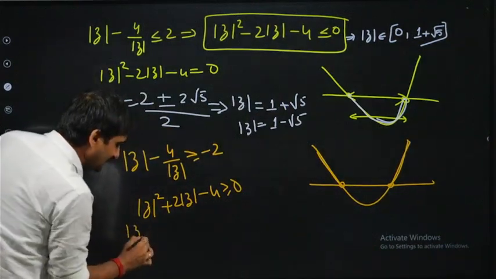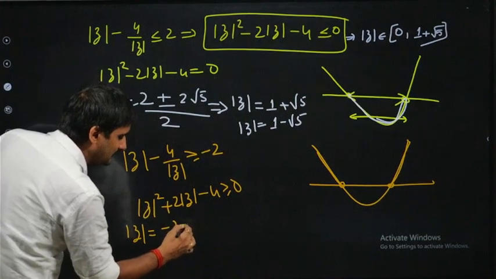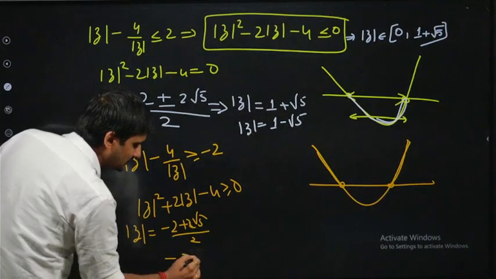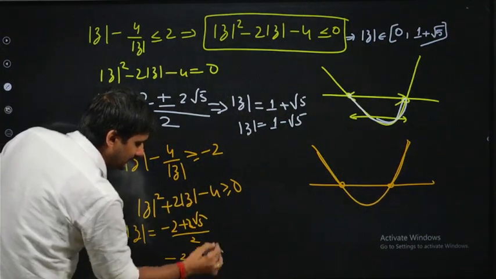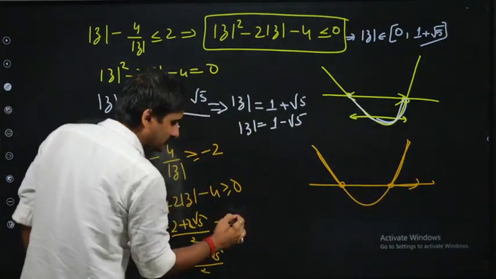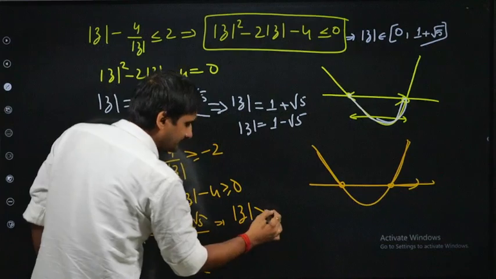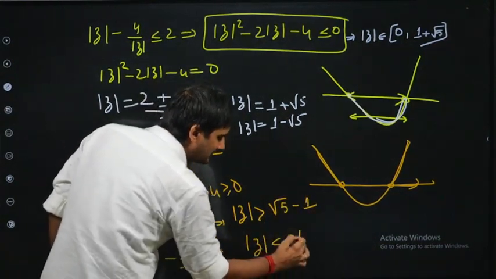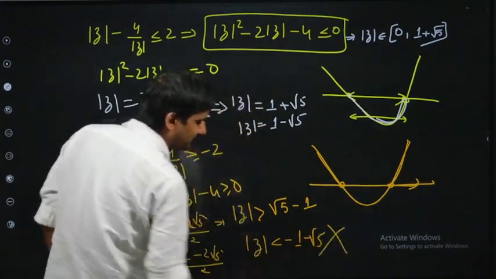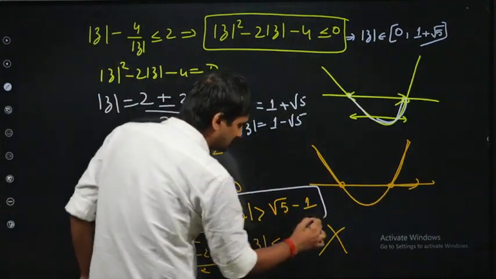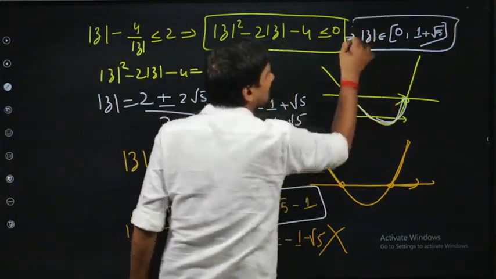So what are the roots? Mod z is minus 2 plus minus 2 root 5 by 2, so minus 1 plus root 5 and minus 1 minus root 5. So larger than the larger root, right side of the larger root. So either mod z is greater than root 5 minus 1, or mod z is less than minus root 5 minus 1, which is not possible. Now as I said, these are AND conditions. One is this, one is this.